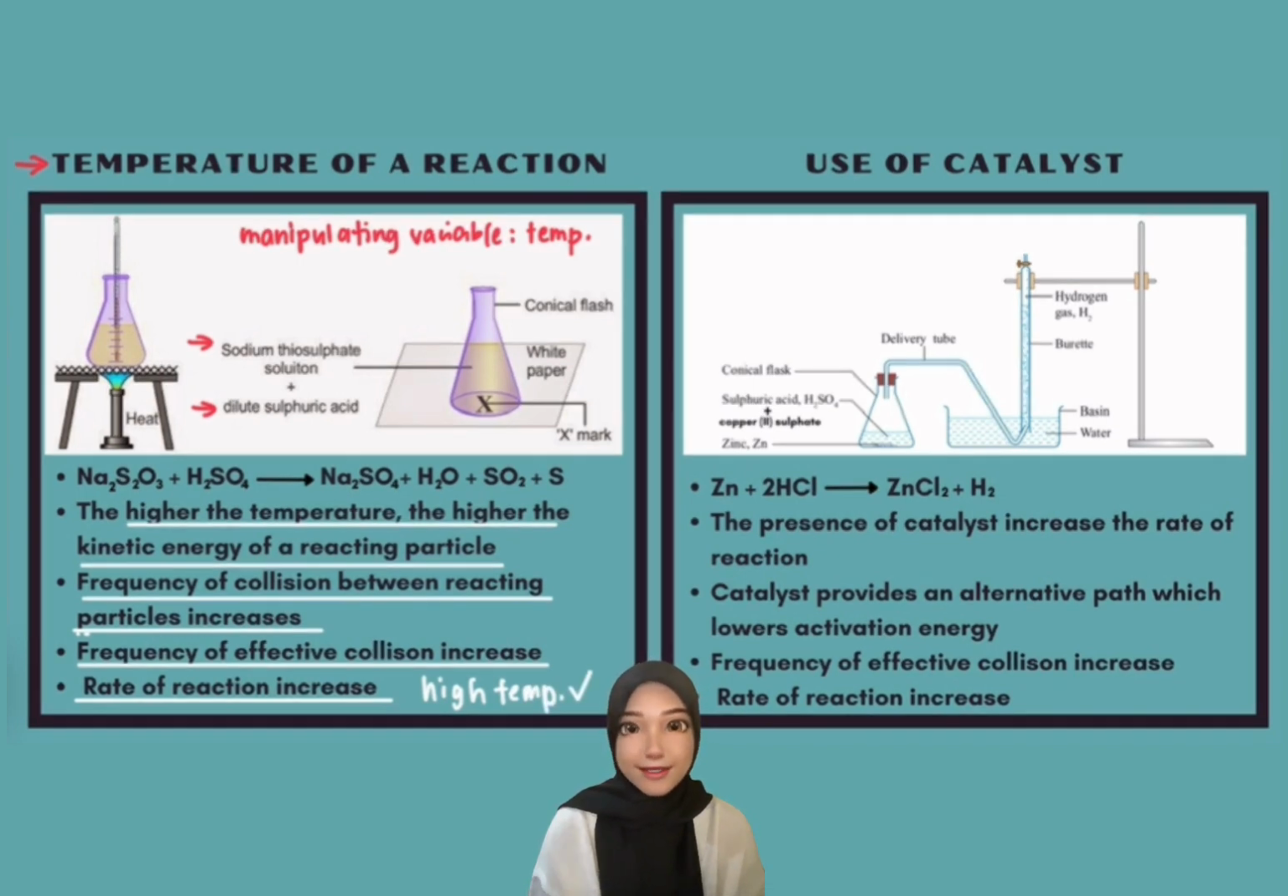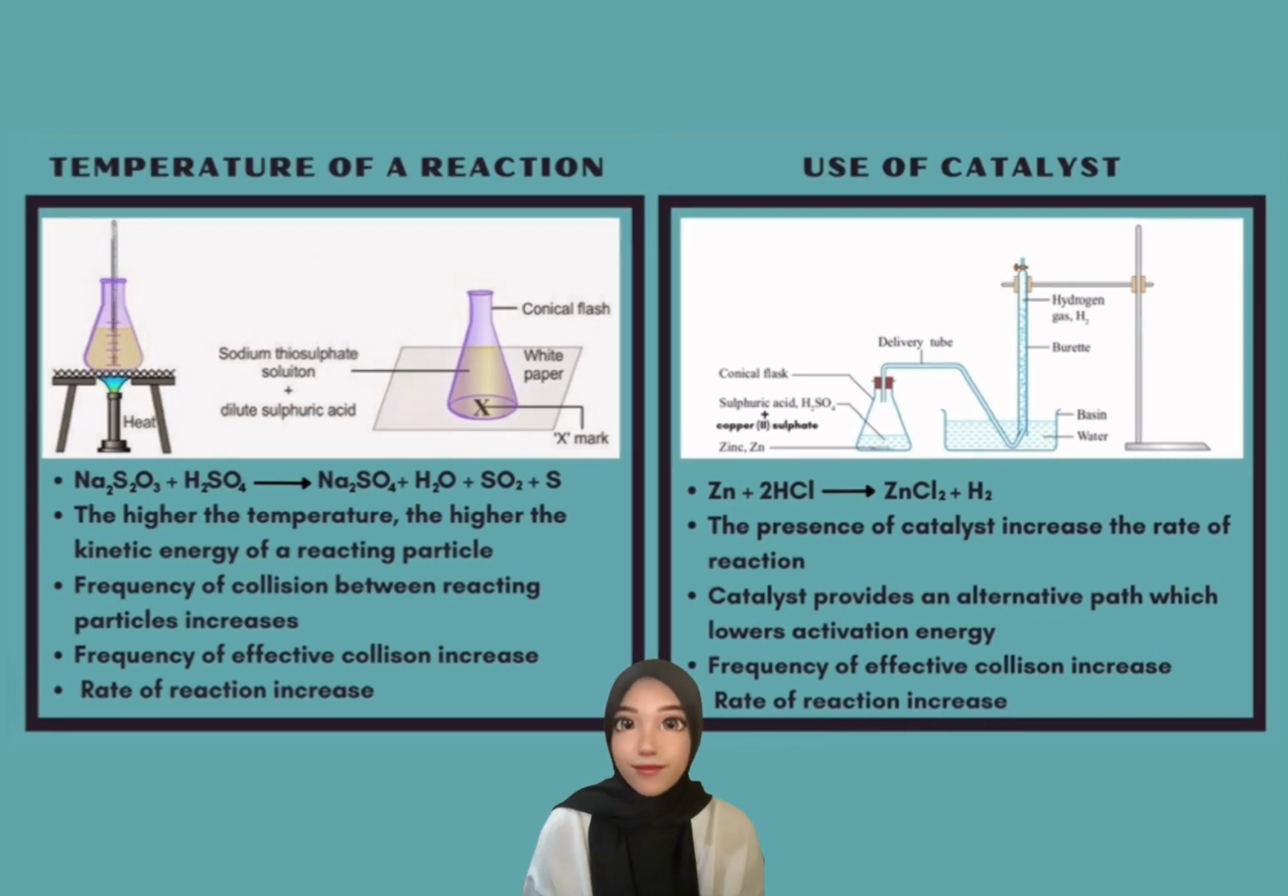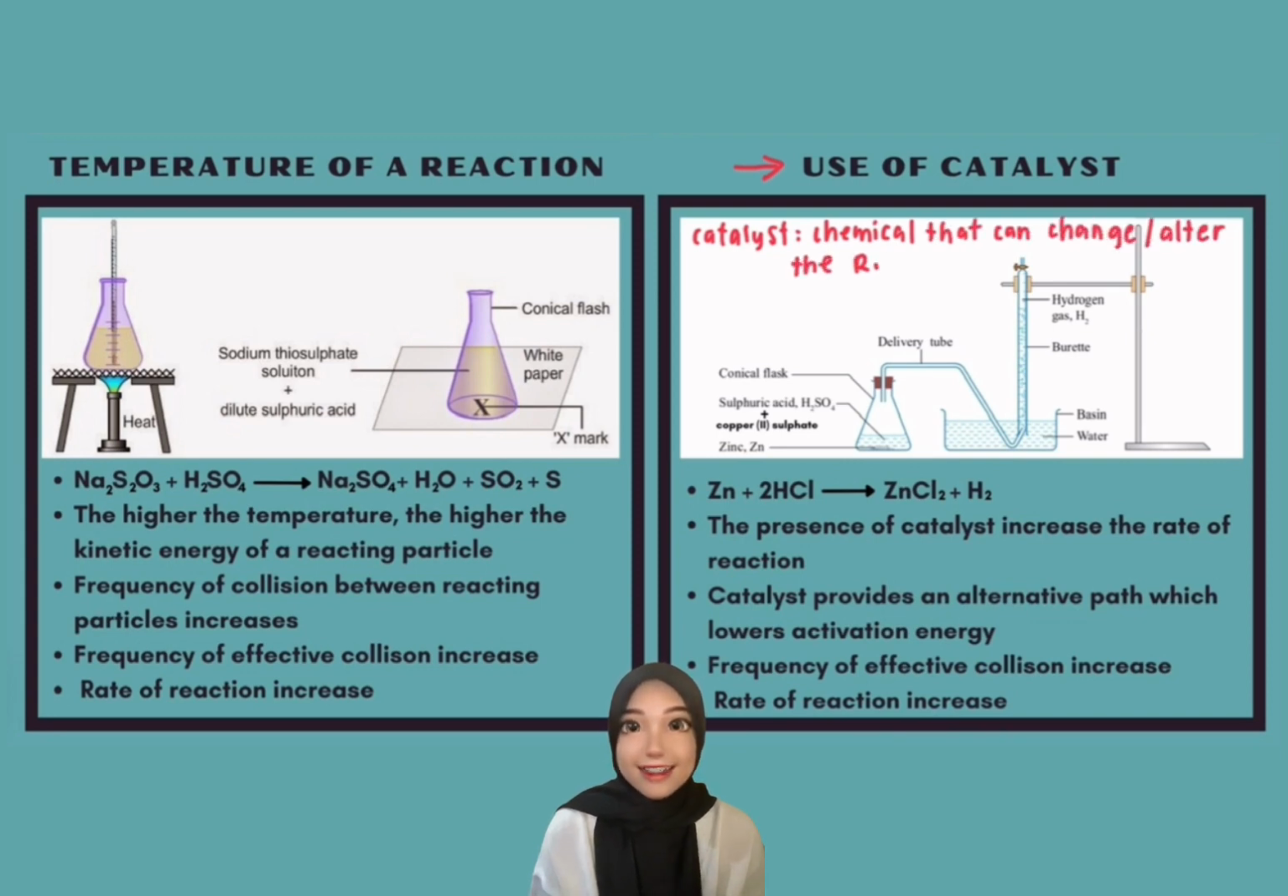Last but not least, the last factor in this lesson is the use of catalyst. Before I explain how catalysts are related to the collision theory, I am going to explain what a catalyst is. A catalyst is a chemical that can change or alter the rate of a chemical reaction. A catalyst does not change the amount of products. After the reaction completes, the catalyst does not change chemically but may change physically, such as a solid catalyst might be crushed.